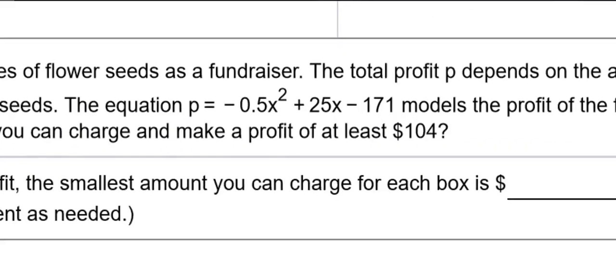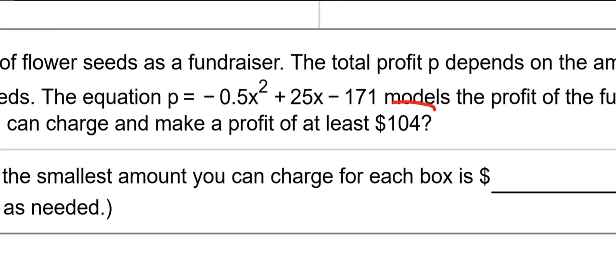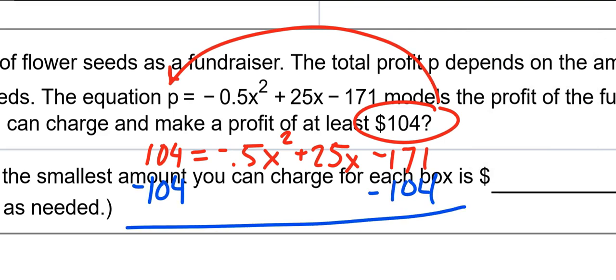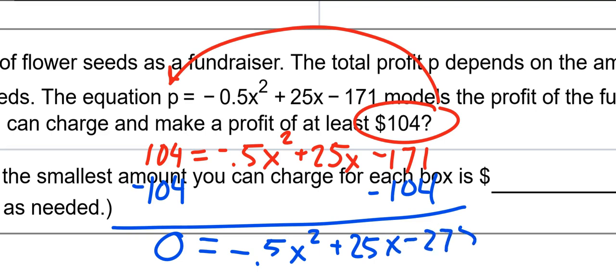Those are review questions. I want to know on question 3, because some of you didn't know what to do with that 104. What are we supposed to do with this profit of 104? Plug it in, right? And so some of you did that. 104 equals negative 0.5 x squared plus 25x minus. Some of us were doing that, others were not. Some of us were subtracting the 104 to the other side to give us 0 equals negative 0.5 x squared plus 25x minus 275. What was the purpose of doing that?